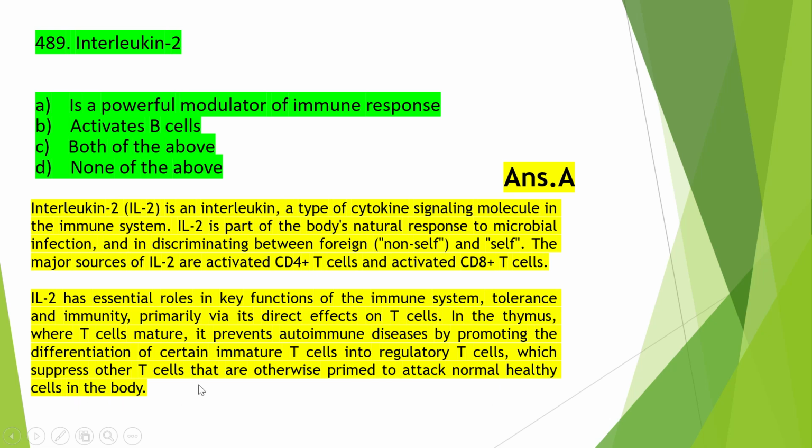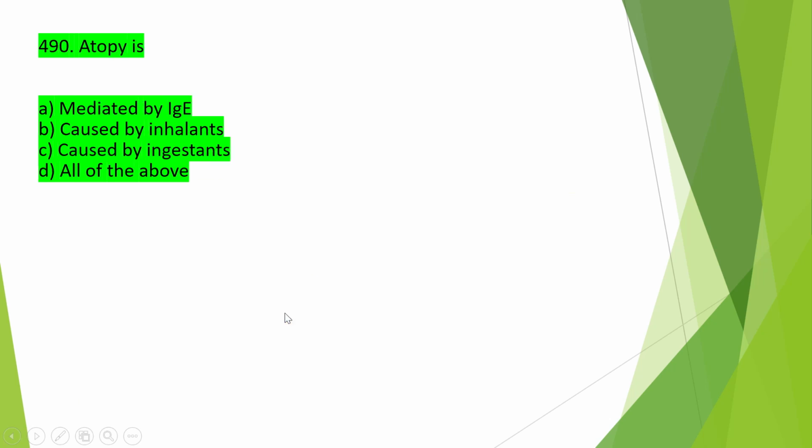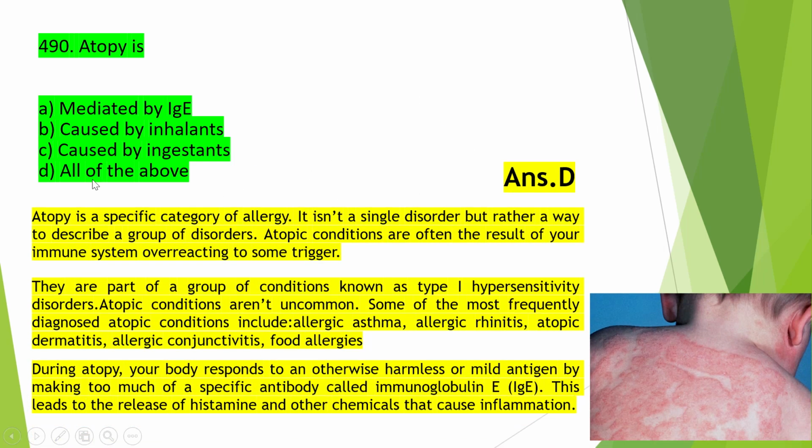So this is the role of interleukin 2, to regulate the T cells to cause the autoimmune disease. So move on to the next question: atopy is mediated by IgE, caused by inhalants, caused by ingestions, or all of the above. And the right one is option D, all of the above.